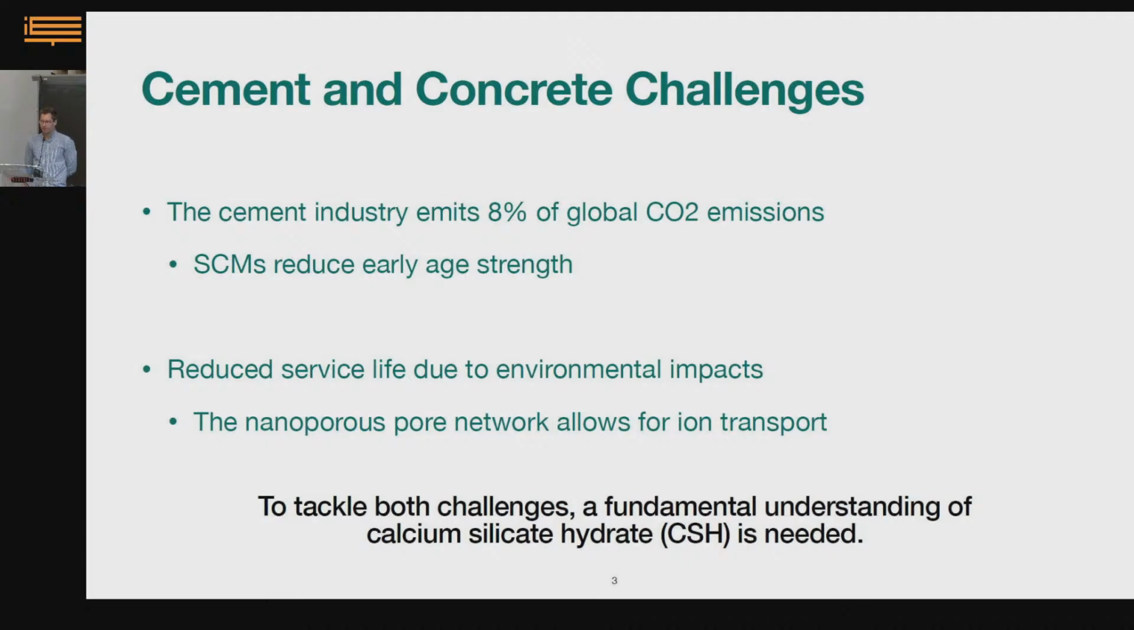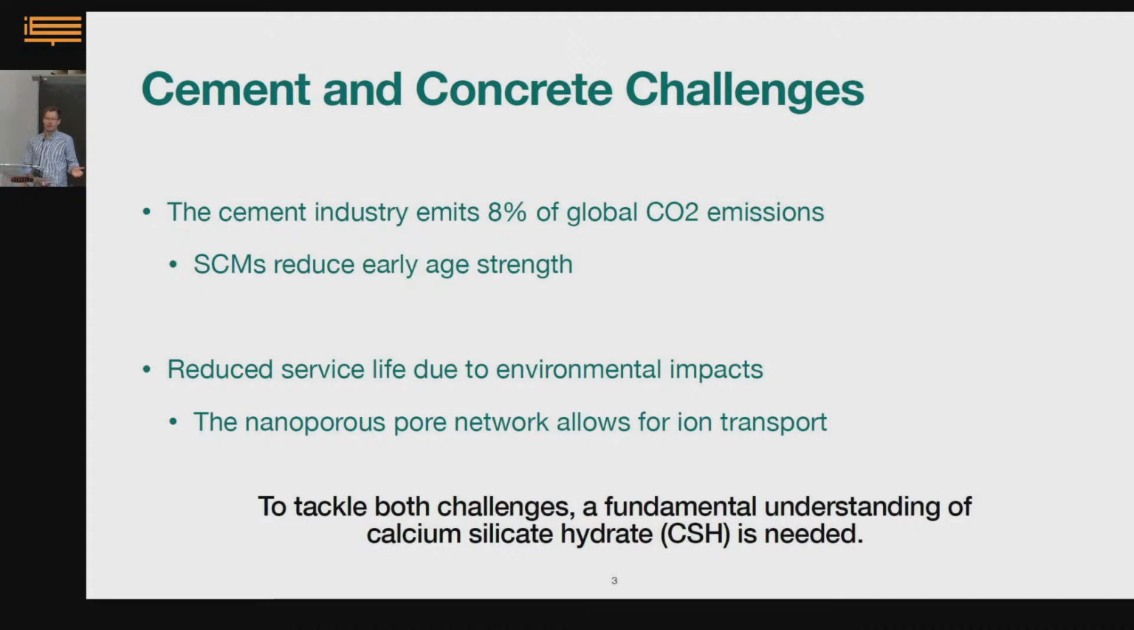I guess we're all passionate about cement and concrete, and we know that there are two main challenges. One is reducing the 8% CO2 footprint of the concrete industry, which we're doing through using supplementary cementitious materials, but that impacts early strength. And then the other problem is the durability of concrete, which comes due to ion penetration into the concrete structure.